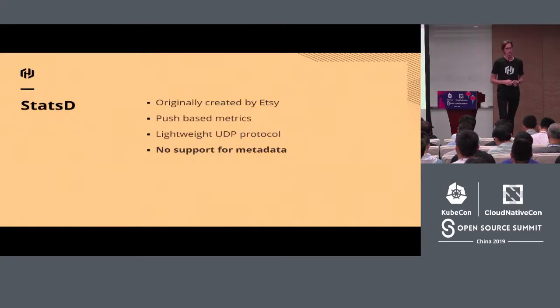So, using metrics. You've got a number of different ways in which you can emit metrics from Envoy. The simplest is StatsD. StatsD has been around for a long, long time, originally created by Etsy. It's a push-based metrics format which uses the UDP protocol. The key thing around StatsD is it doesn't support metadata, and we're going to look at why that's important.